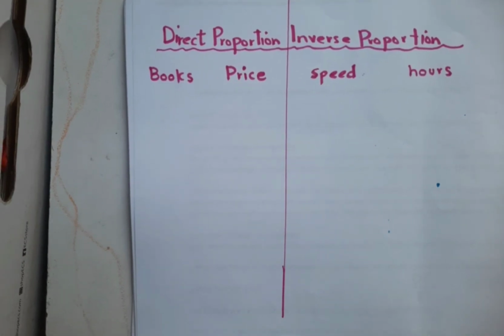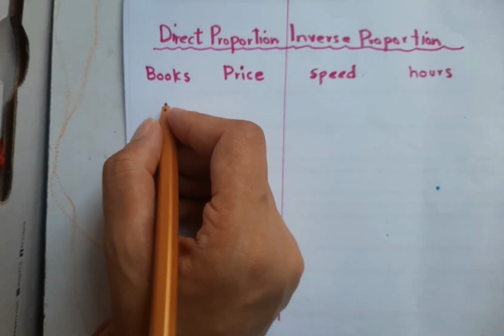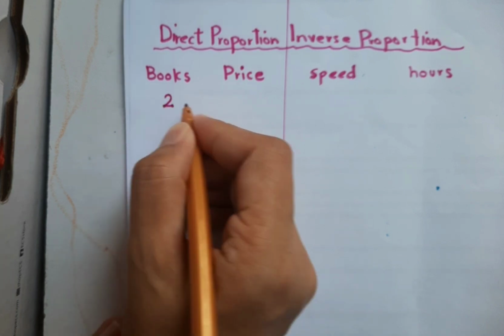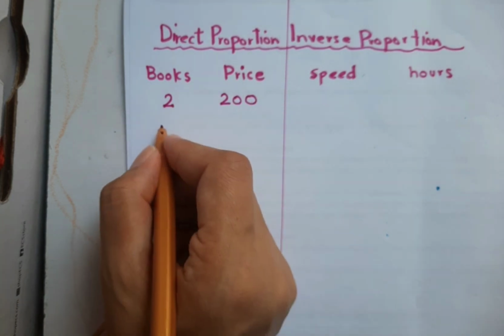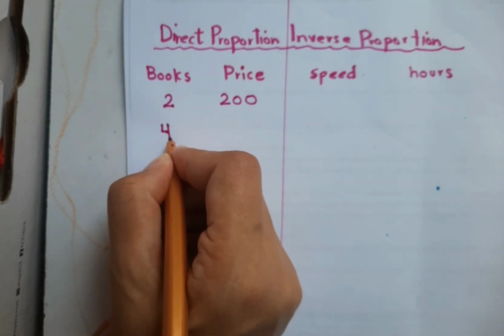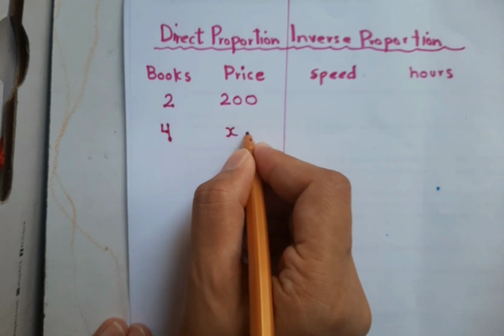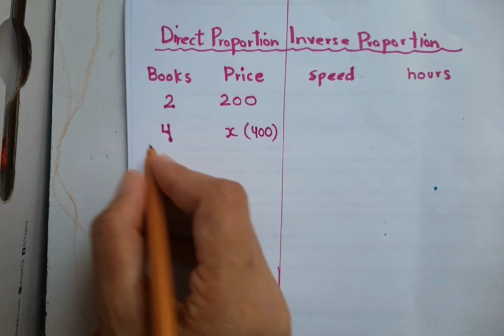Without wasting time, let's dive directly into what direct proportion and inverse proportion mean. I have taken two examples here, one from direct proportion, that is of books and their price. For example, there are two books and the price is 200. If I increase the books to 4, what will be the price of the books? Obviously it will be 400.